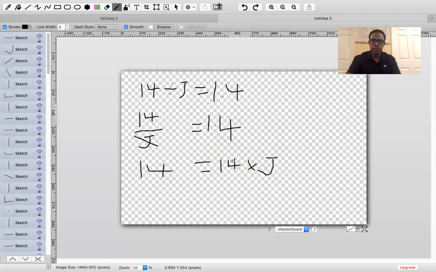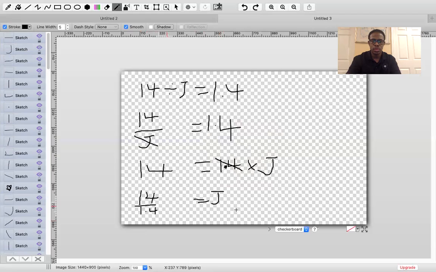So we have 14 is equal to 1.4 times J. Now, because we don't have the unknown number at the bottom, we can just erase the 1.4. When we're erasing 1.4, we're doing the opposite of this operation, which is multiplying. We're multiplying by 1.4, so we're going to do the opposite, which is divide. So we're going to have 14 divided by 1.4 is equal to J.